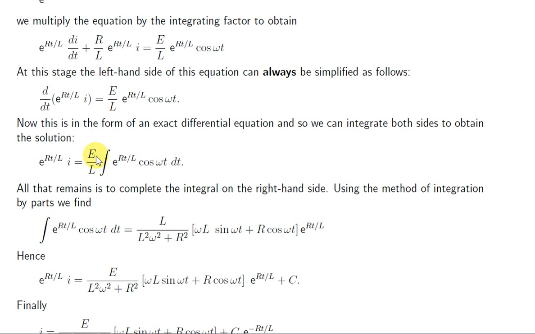So that's the integral done. We have to multiply by E over L. Well, that'll cancel the L on top, and we'll have an E going in on top, and finally we want to get I, the solution to our problem.